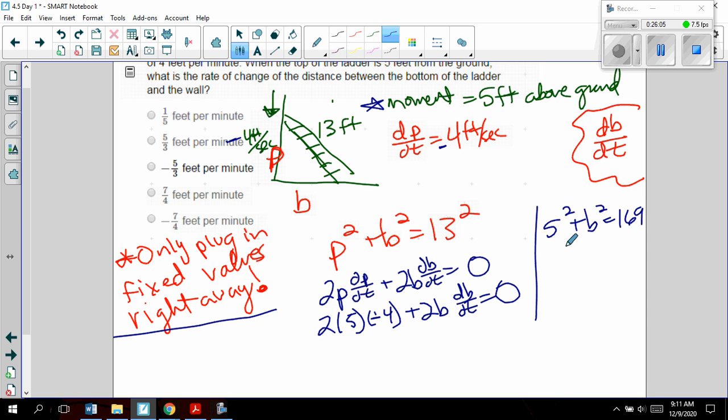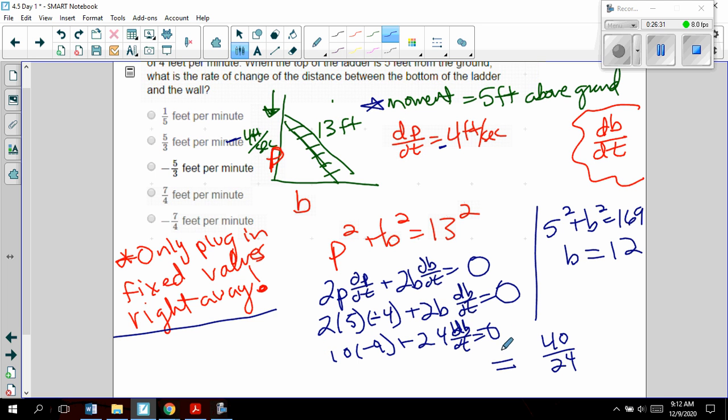Okay, so solving that, you get that b is 12. So that thing is really 12. So I would have 10 times negative 4 plus 24 dB/dt equals 0. Solving for dB/dt, you get 40 over 24. This is negative 40, so you'd add it over and divide by 24, which equates to 5/3, which back over here was the second option on there.